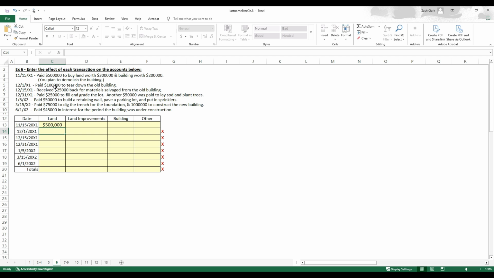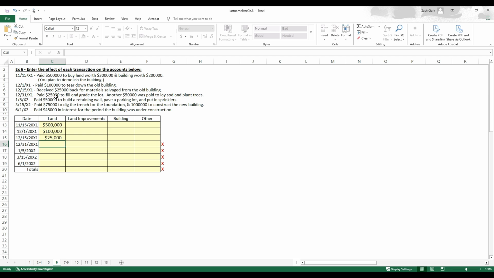Then we paid $100,000 to tear down the old building, so getting the land ready essentially for construction. We received $25,000 back for old materials, so that's just kind of an offset to the one above it. So it reduces it, so we're netting the expense to $75,000 there.